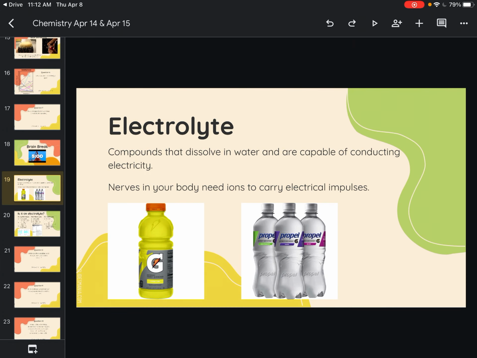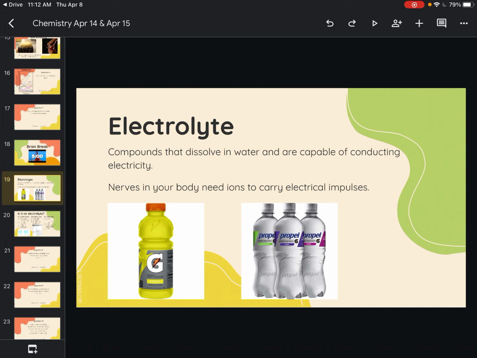Okay, welcome back. Now we're going to talk about electrolytes. So this is probably something you've heard of. You've heard about how you should drink more electrolytes when you're sick. They say if you're working out a lot, you should have some more electrolytes. You find them in Gatorade, Propel, things like that. These are compounds that are dissolved in water, and they're capable of conducting electricity.